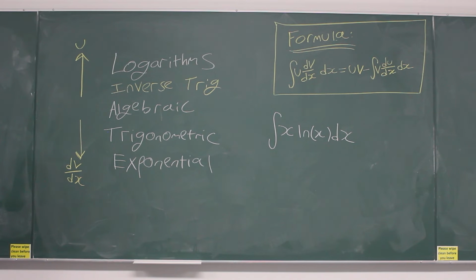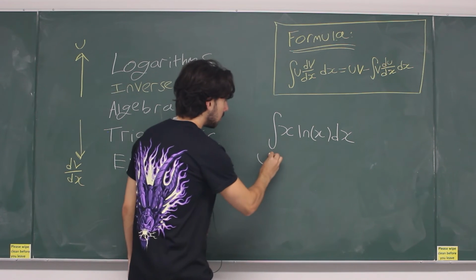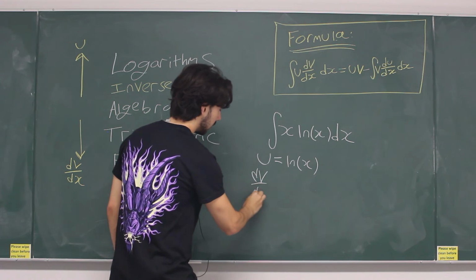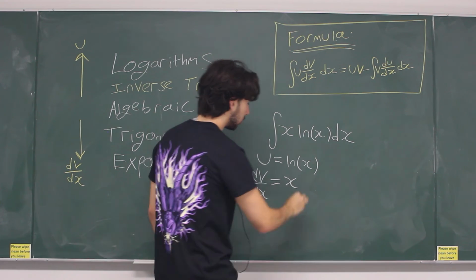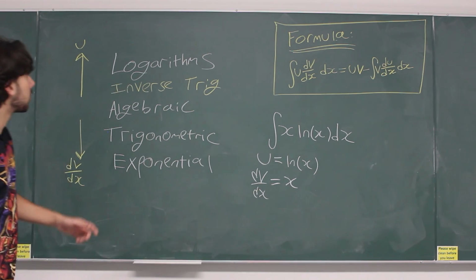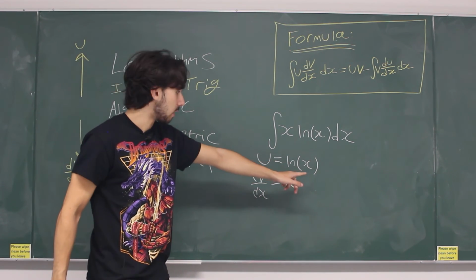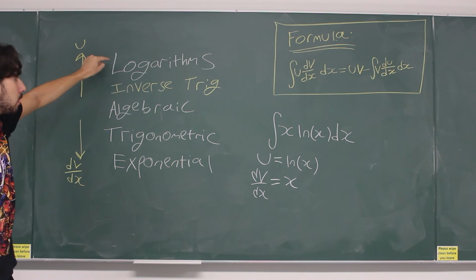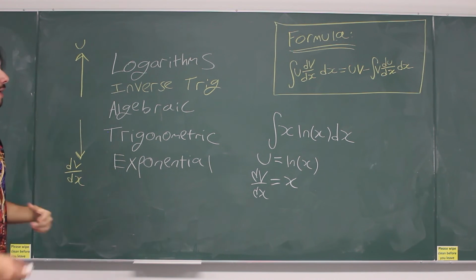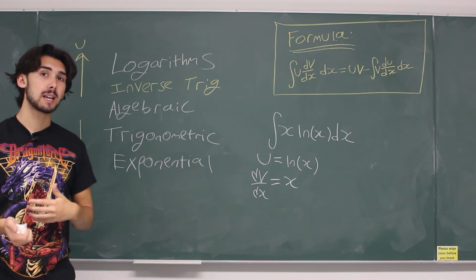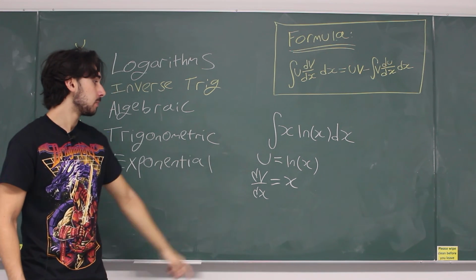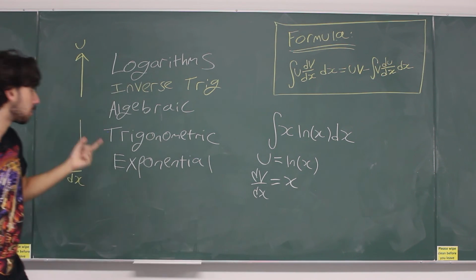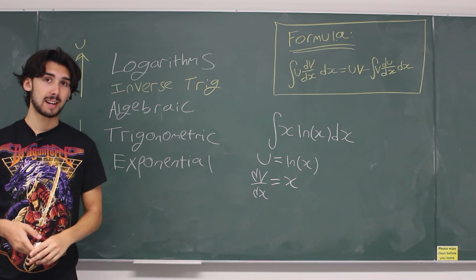Pause, have a think. Okay, now I'm going to tell you: you should let u be the natural log of x, and you should let dv/dx be x. That's the way around that you should do this. Why? Because the natural log of x is a logarithmic function, and x is an algebraic function. Logarithms are higher up the order of priority, so they have priority when it comes to labeling u. So u is the natural log of x, and dv/dx, because it's lower down as an algebraic function, is what gets labeled dv/dx.